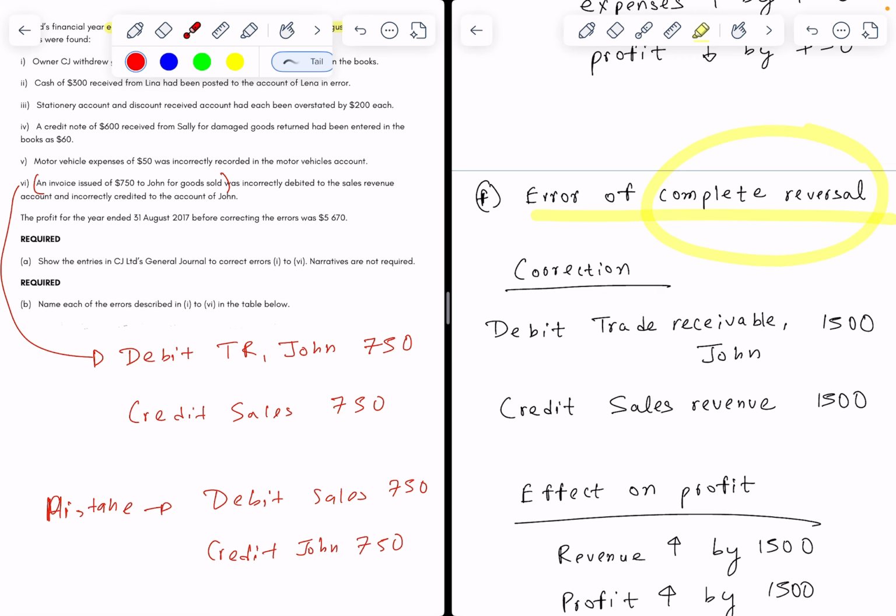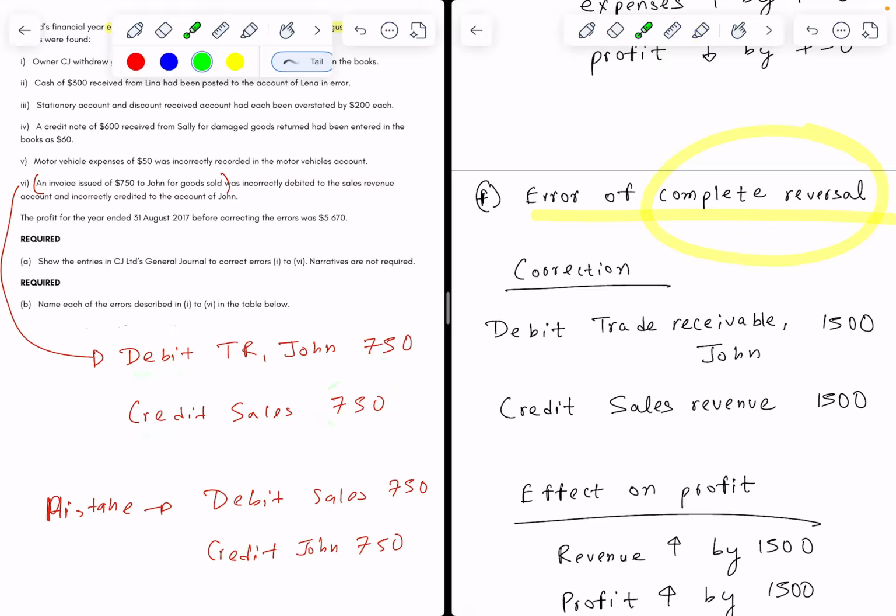So how do we correct this? To correct this, we ultimately want to end up with a net balance of $750 for the account of John, all right? And ultimately also want to end up with a net balance of $750 for sales with a credit amount, okay? And for John, we would want a 750 debit. So how can we achieve this? How can we correct this?